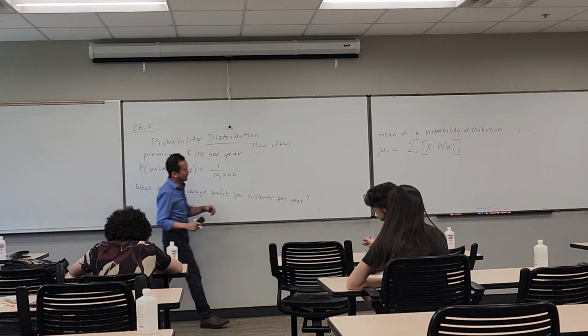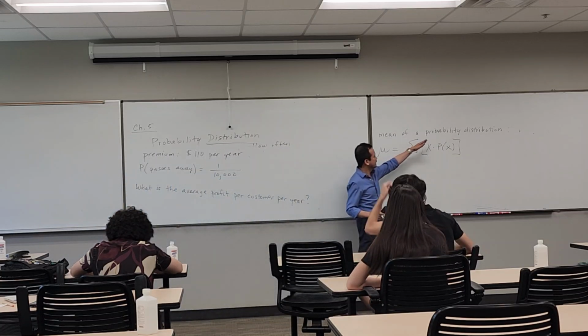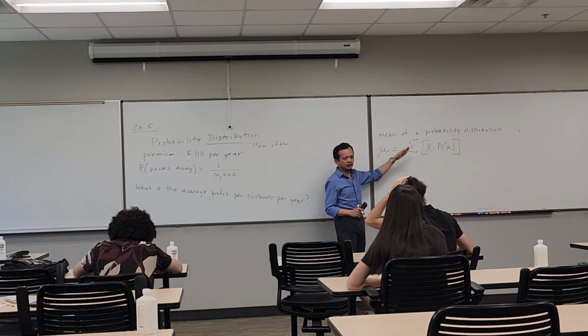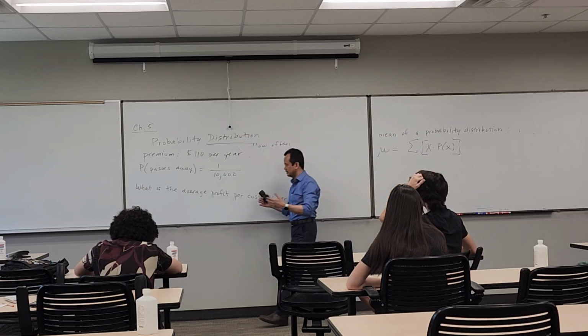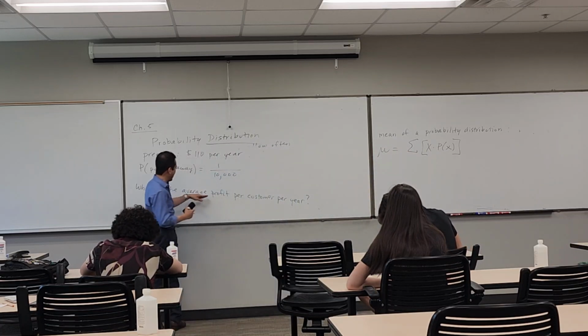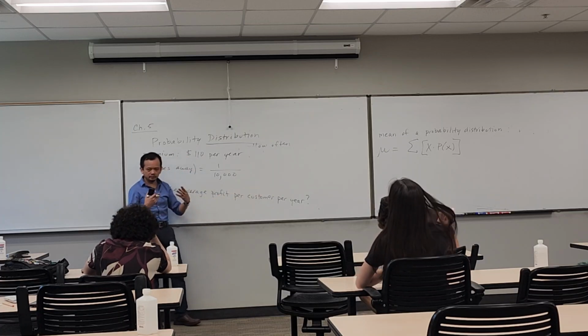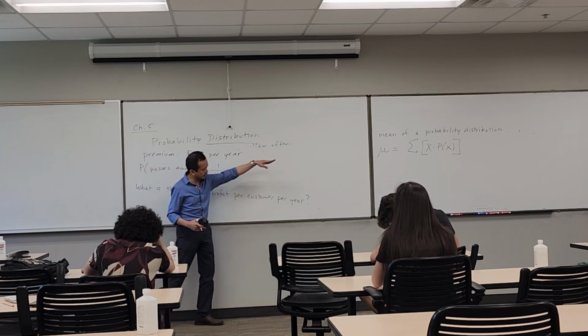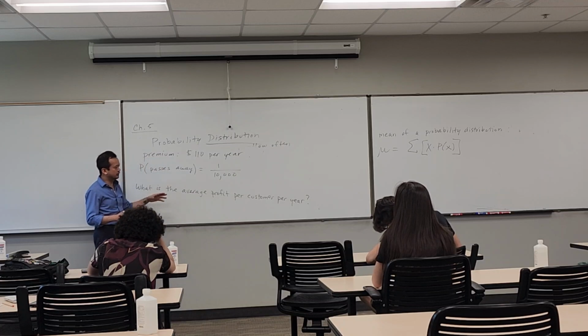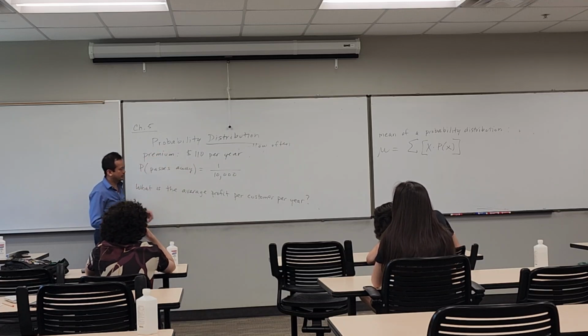Because we just talked about a probability distribution, and we talked about how to find the mean of that, notice that's basically what we're trying to find here. We're trying to find the average or the mean of some variable. So let's go ahead and construct a probability distribution here in this context.